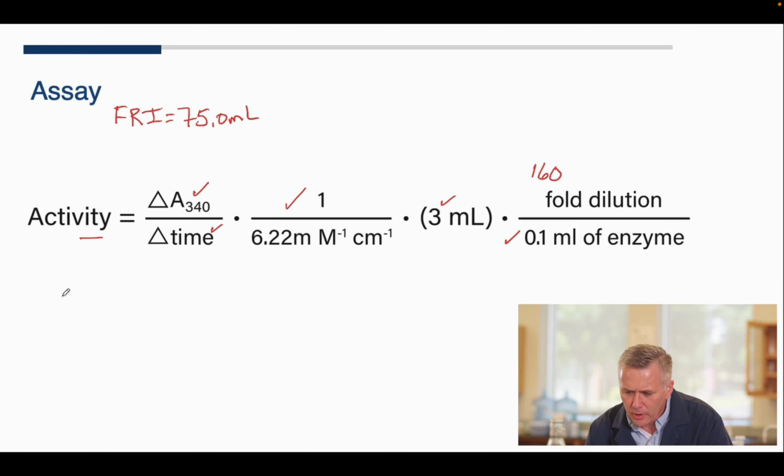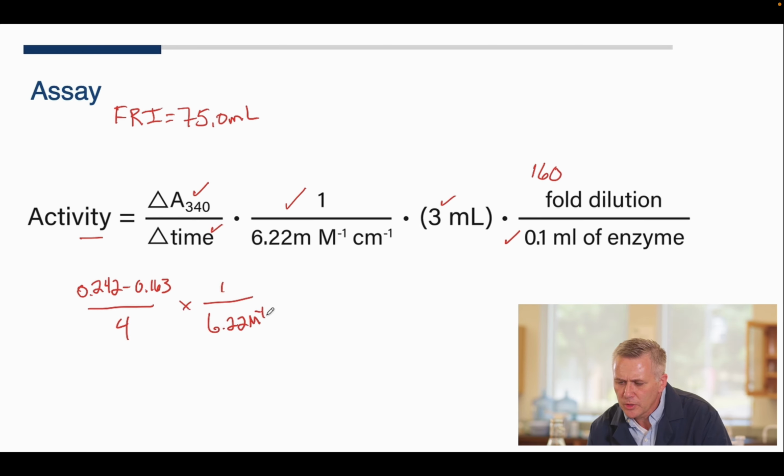So how do we do this? Well, if we remember, our GOT at fraction 1 started off with an absorbance of 0.242. We ended up with 0.163. All of that was over 4 minutes. And then we put in the extinction coefficient, 1.22, and again putting in our units here.